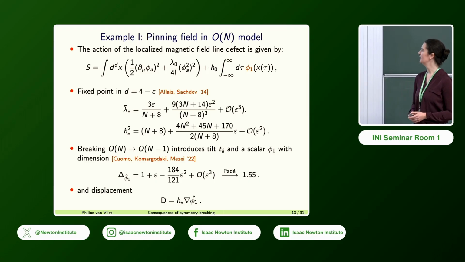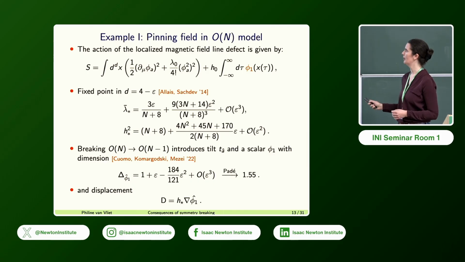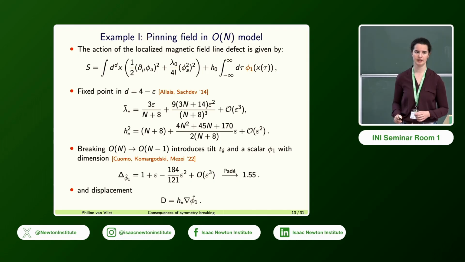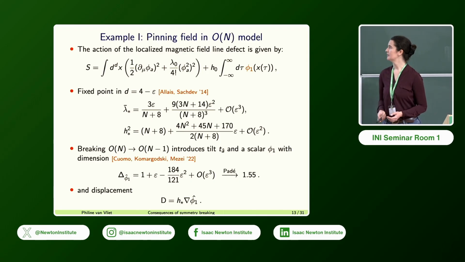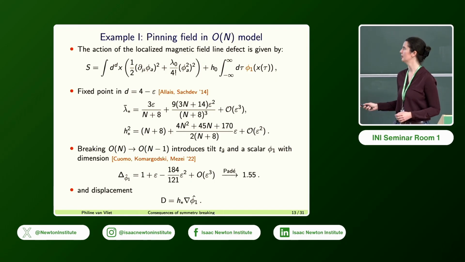And this is the pinning field defect in the O(N) model. So here we have the action of the O(N) CFT with a scalar field phi_a, where a runs from 1 to N. And we add the integral over one of these scalar fields, so we pick the direction phi_1, but this is arbitrary. And we add this integral, and this will become our line defect. So we can analyze this model in 4 minus epsilon dimensions, and this defect will always stay one-dimensional, so it's always a line defect, and the bulk will change dimension.